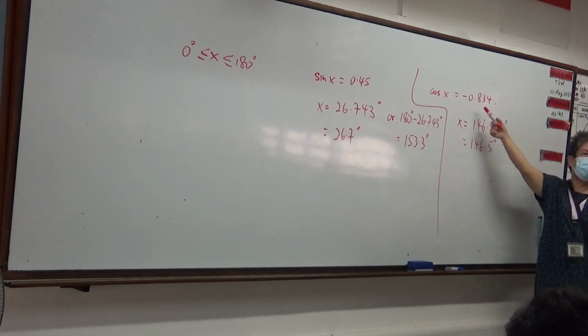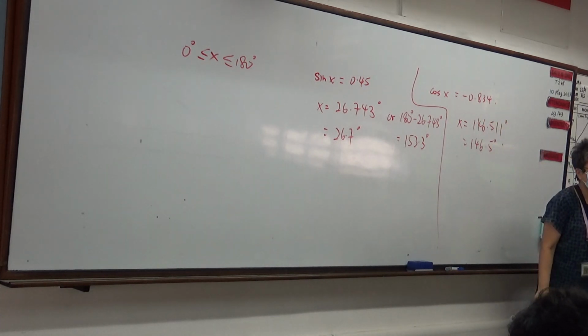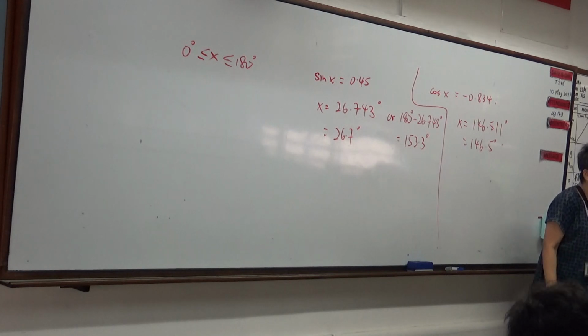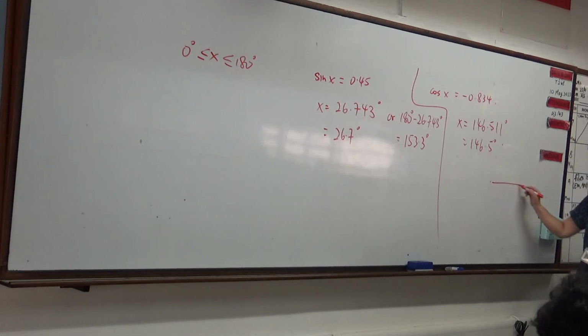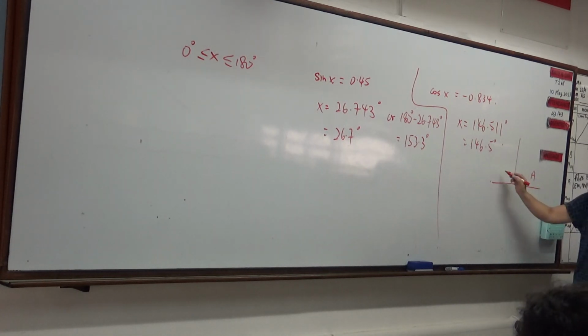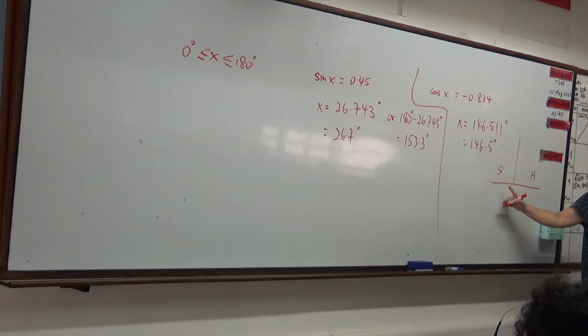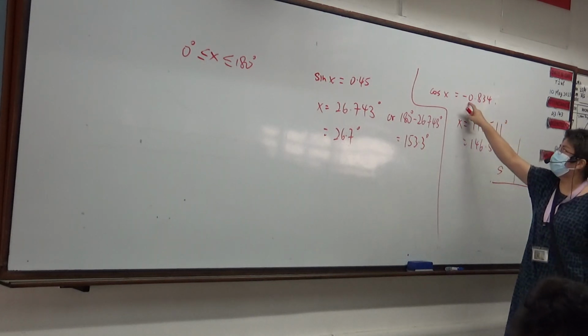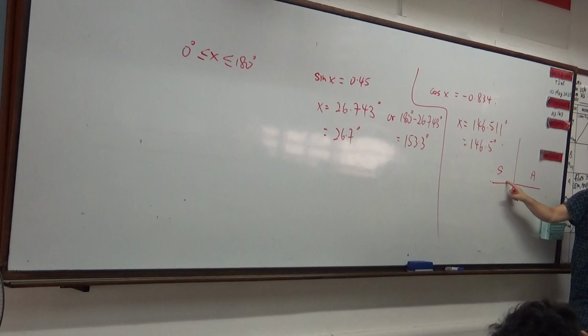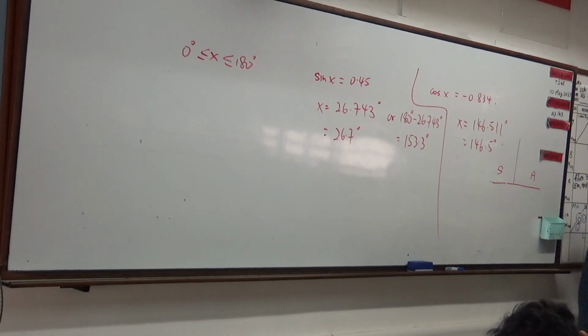Because it's negative now, the answer can only be obtuse. Agree what I'm talking about? Yes or no? Now I'm going to repeat one more time. For this quadrant, all ratios are positive. For this quadrant, only what is positive? Sine. Okay? So obtuse angle only have sine positive. So if cosine is negative, that means it must be obtuse. Can you see what I'm talking about here? Yes or no? Okay, good. So that will be your work example 3.